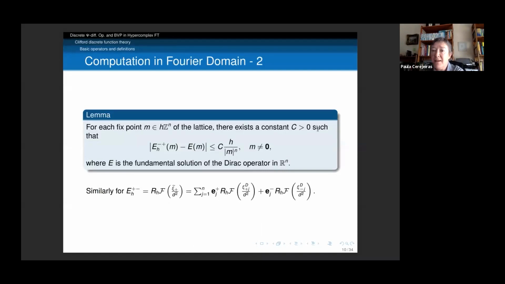Another result is the error estimate between the discrete fundamental solution and the continuous one, that at each point is evaluated by the mesh side, and then the value of the point, power n. Well, you can control the error with the mesh side, but you still have some problems. And of course, the results you get for the discrete Dirac operator, you have similar for its adjoint.